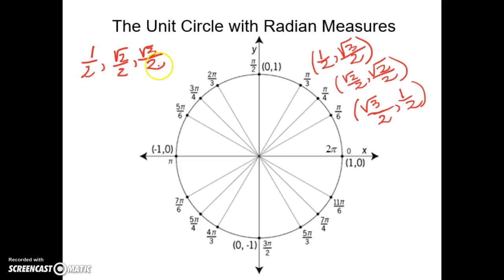Those are the only three values that we're going to get for x and y coordinates at all these non-quadrantal points on the surface of this circle. And so let's talk about how we can remember which one it's going to be.